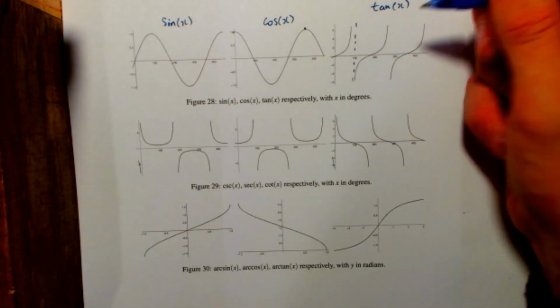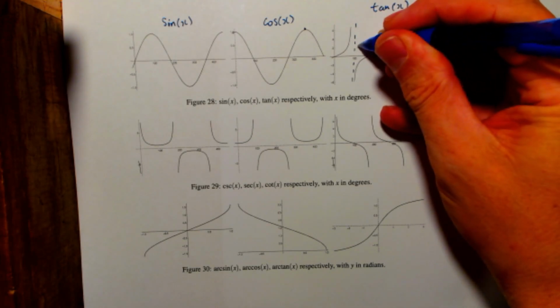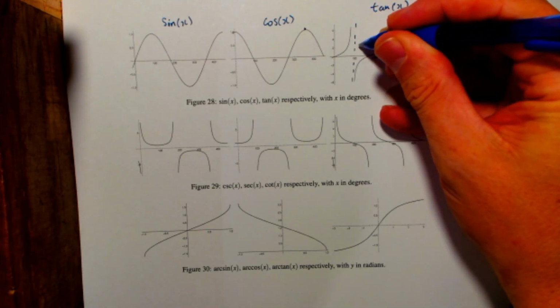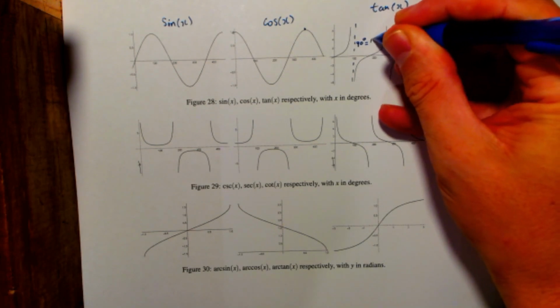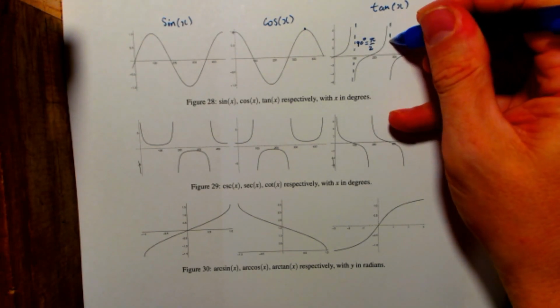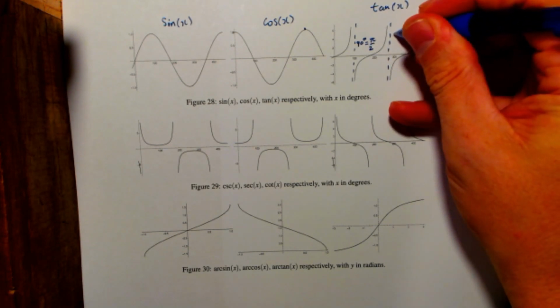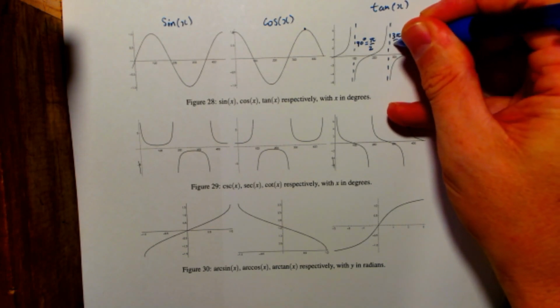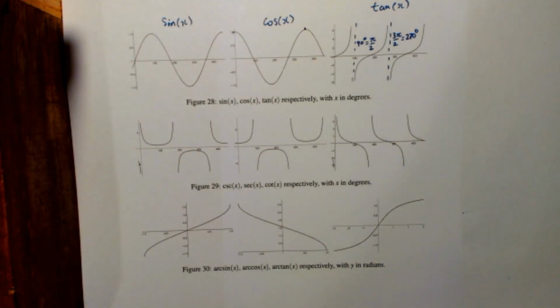Remember, cos of 90 degrees is 0, so tan is undefined there, so this must be about 90 degrees where it has this vertical asymptote, or pi on 2 radians. Okay, and likewise here, so this would be 3 pi on 2 radians, or 270 degrees where we have a vertical asymptote in the plot.